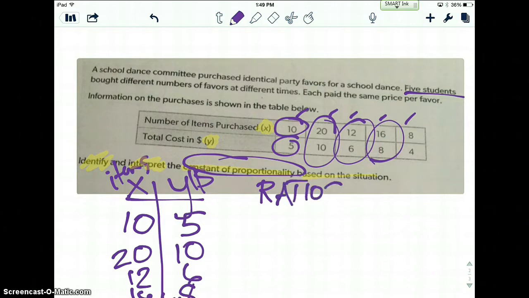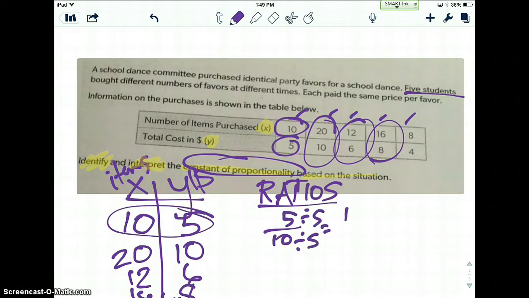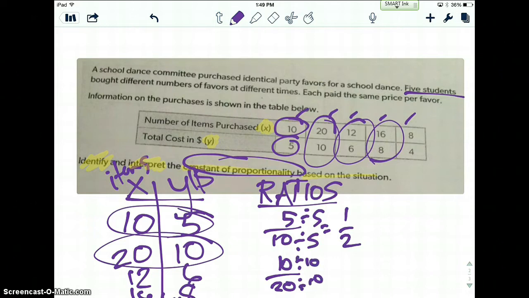So let's go ahead and look at those ratios and see what constant ratio is showing up every time. So remembering that the ratio is y to x, we compare y to x. So the first ratio that we have here is 5 to 10. Could that be reduced? Yes. Divide them both by 5, and I'm at 1 to 2. Okay, let's look at the next ratio. 10 to 20, divide them both by 10, and I'm at 1 to 2 again. Okay, this is looking good.